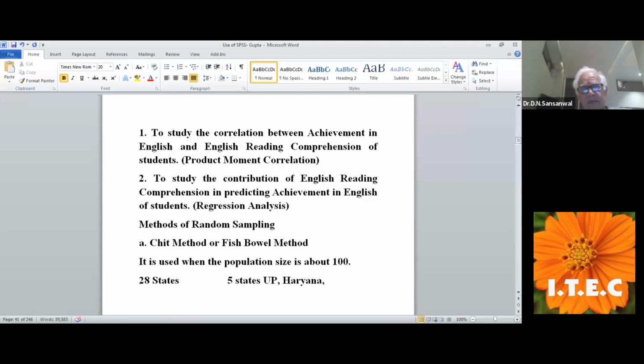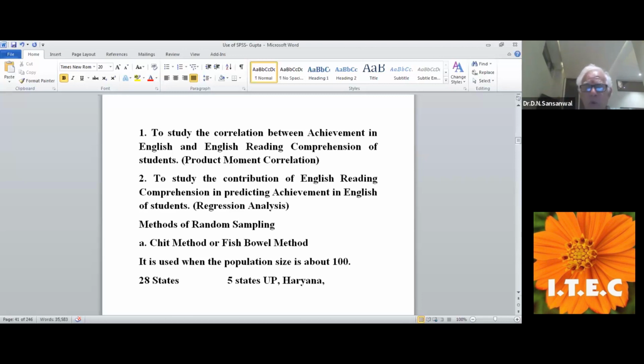Put it in the container, again shake it well, and now take out another. So repeat this particular process till you get the 5 states selected. The 5 states whose names you will get will be through random sampling, and you have used the chit method.